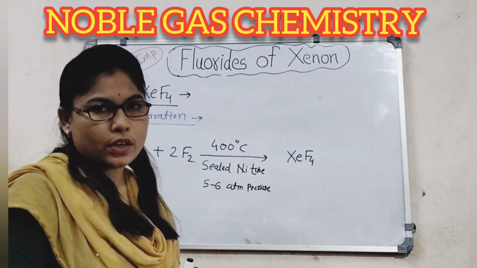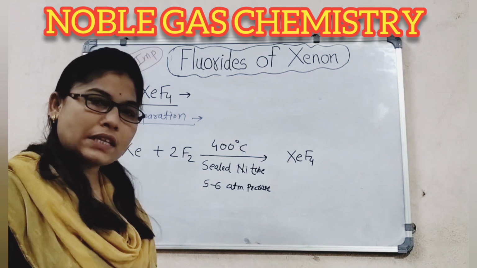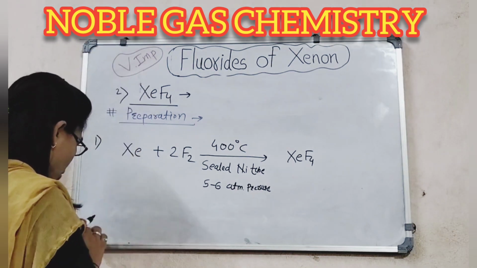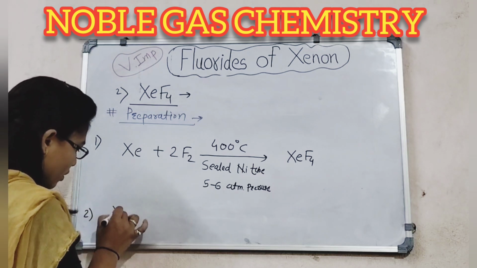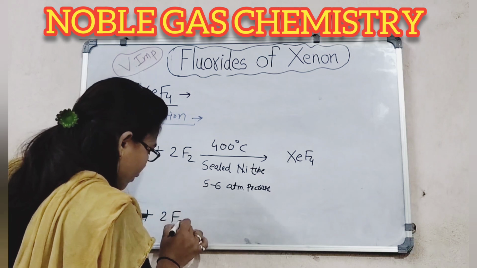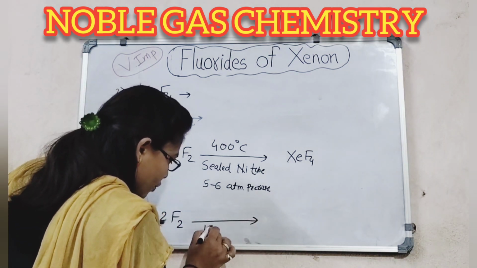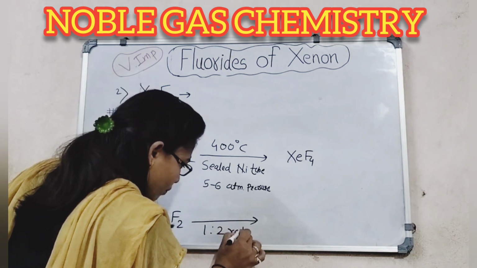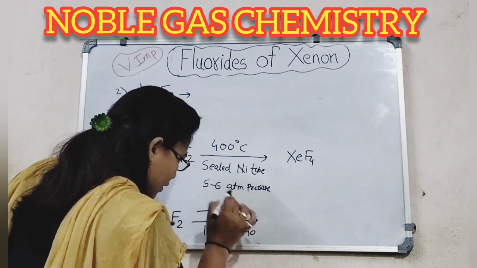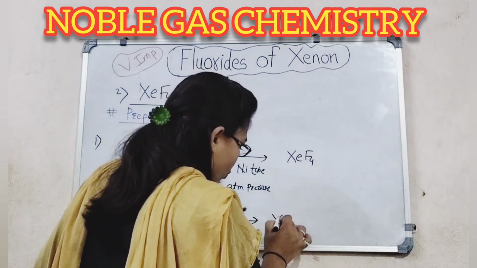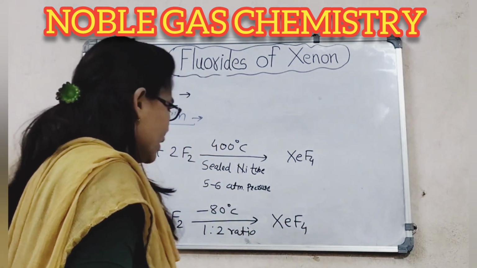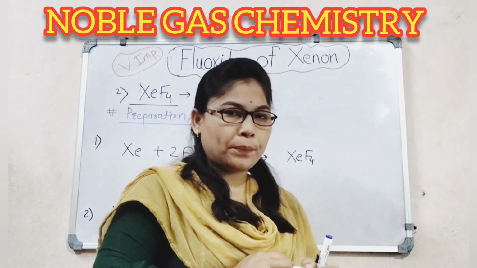Then the second method of xenon tetrafluoride is by passing an electrical discharge through a mixture of xenon and fluorine in a ratio of 1:2 at -80 degrees Celsius. Then we get xenon tetrafluoride. These are two different methods of preparation.